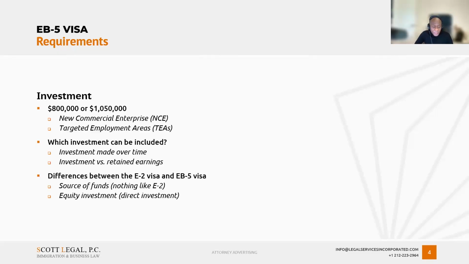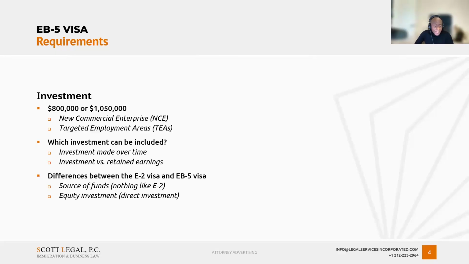And the other thing, we'll talk about this a bit more later, but you do have to show where you got the money from for the $800,000 or the $1,050,000, but you also have to show where you got the money from for any of the other expenditures. So the administrative fee that you'd have to pay to a regional center or the legal fees that you would have to pay to a lawyer.